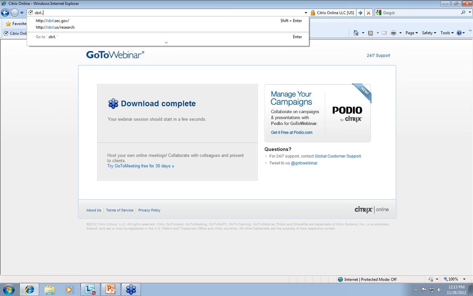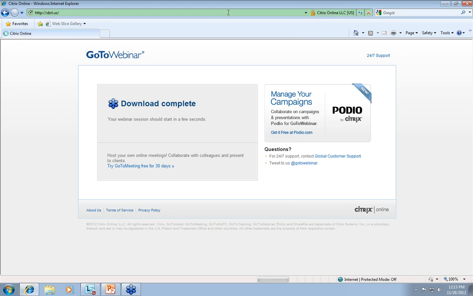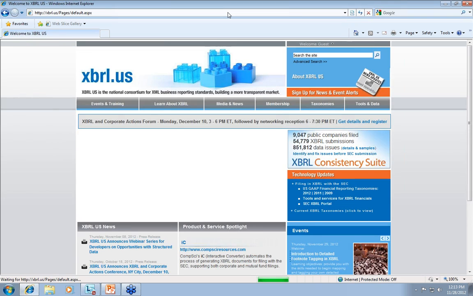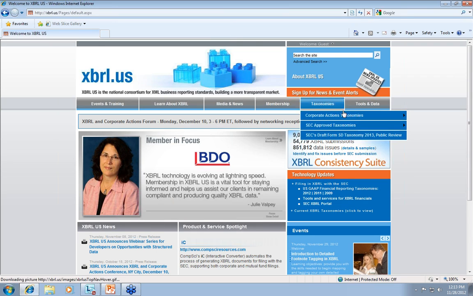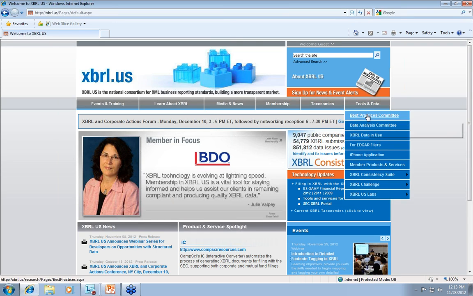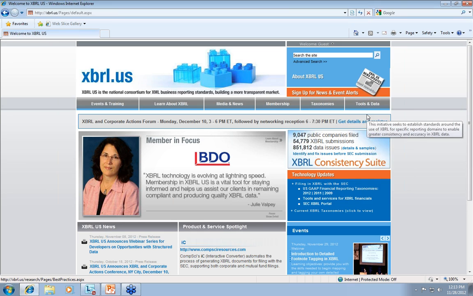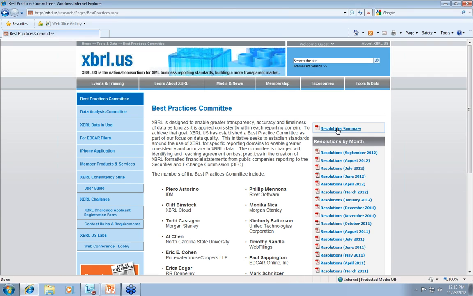there is on the right-hand side of the website something called Tools and Data. Yeah, I think we've got it up now. And you go to Tools and then Best Practices Committee, the first item. You click on that, and then on the right-hand side there is a resolution summary, and that's a summarization of all the best practice guidance that's been issued to date, and within that document you'll see the units item that we referred to.